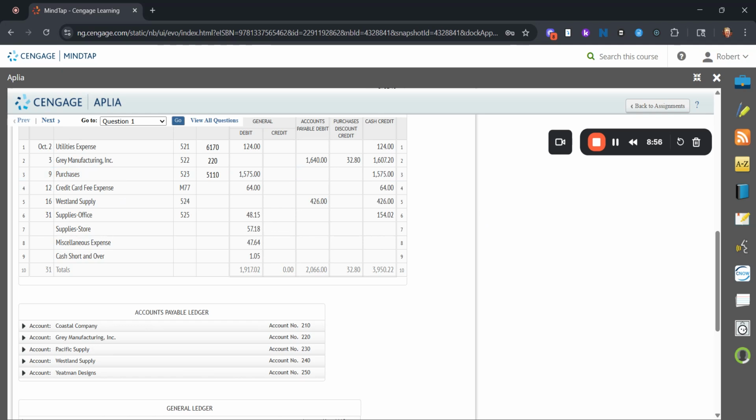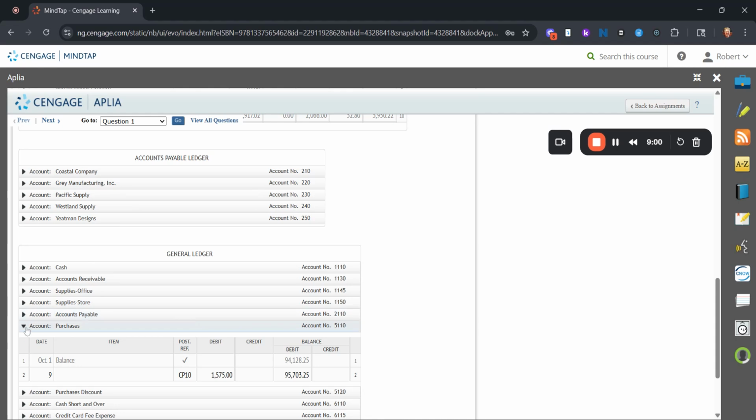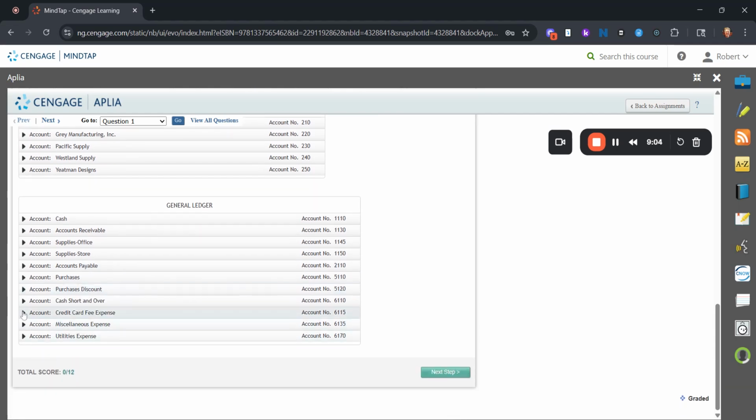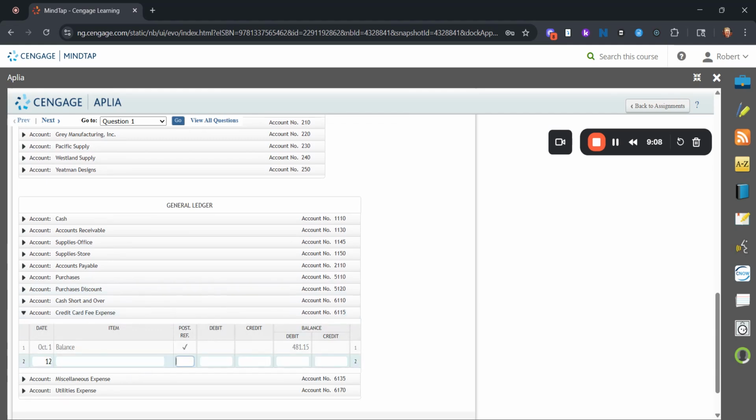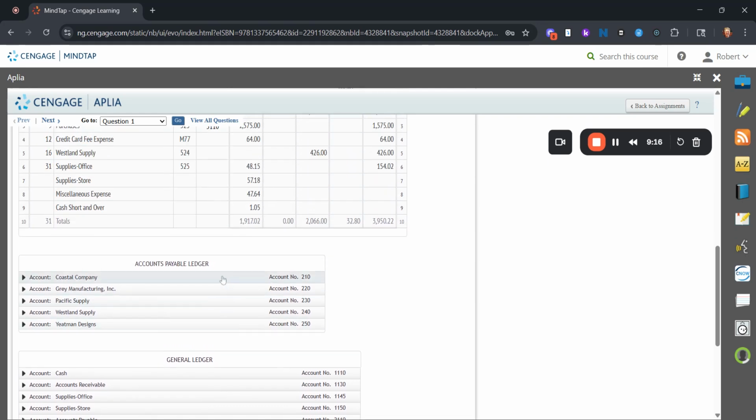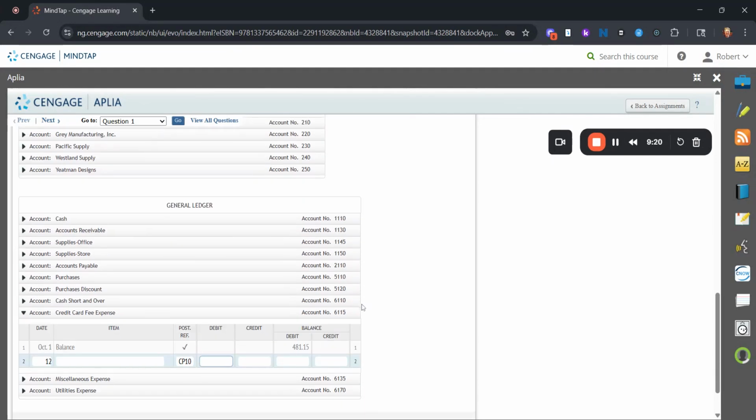They have credit card fee expense on the 12th. Here it is down towards the bottom, credit card fee expense. So we've got the 12th. Cash payments journal, page 10. That's a debit entry of $64. The previous balance was a debit entry, so we'll add $481.15 plus $64. New debit account balance of $545.15. Then the account number is 6115 to put back up on the journal.